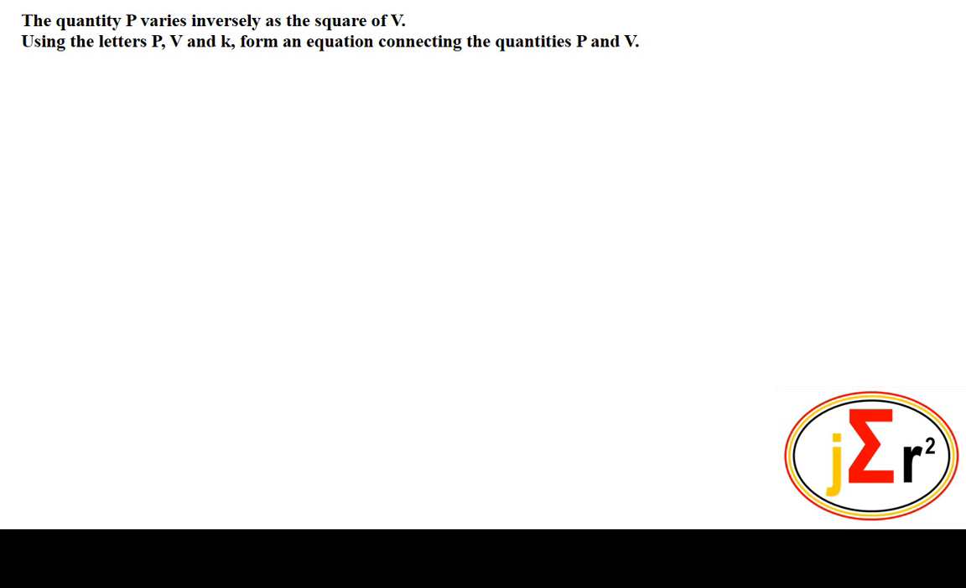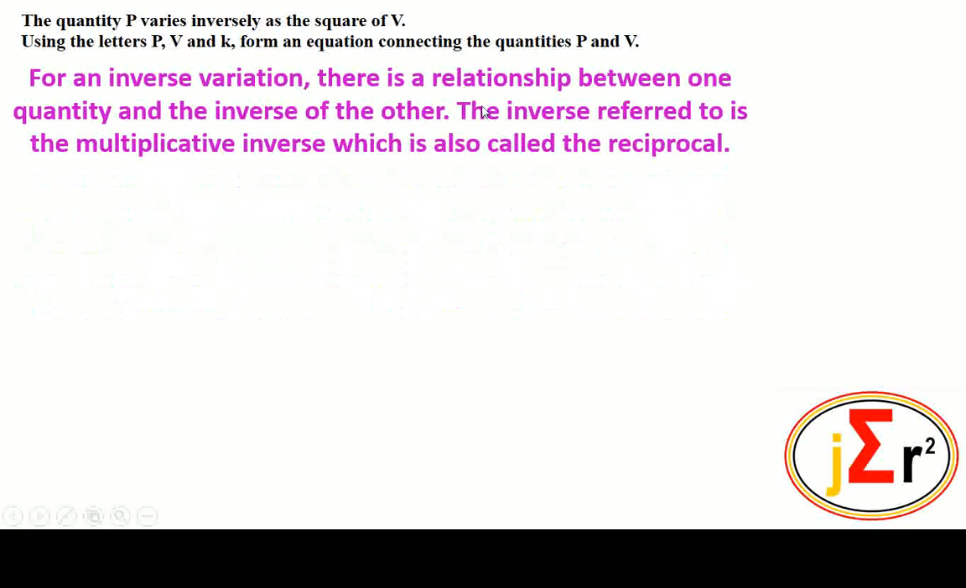For this problem, we have the statement: the quantity P varies inversely as the square of V. Using the letters P, V, and K, form an equation connecting the quantities P and V. Notice that what we have here is that the quantity P varies inversely as the square of V. But using the letters P, V, and K, form an equation connecting the quantities P and V. Notice that K was not initially given in the first statement of the problem.